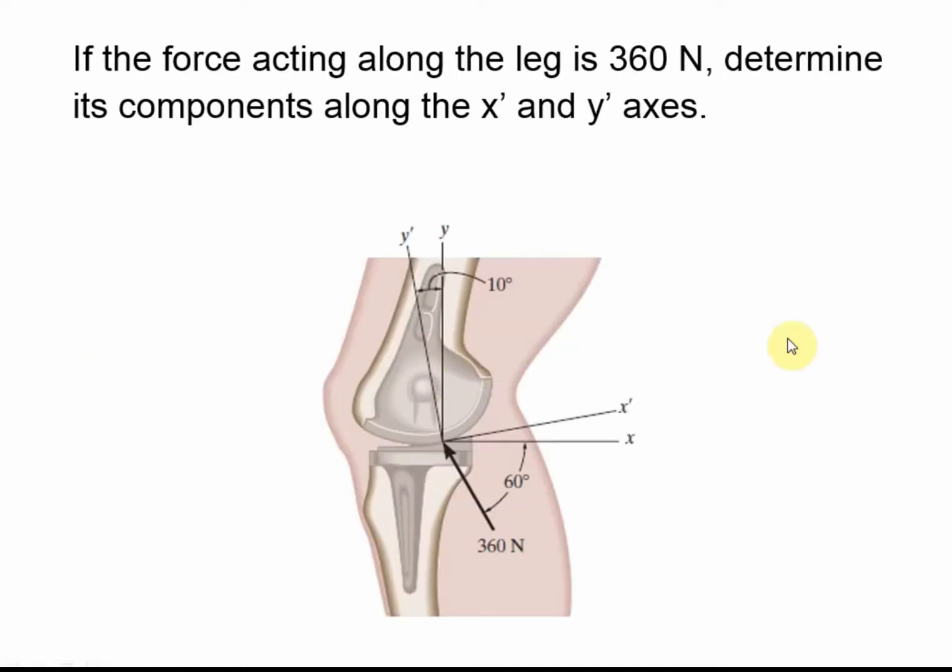For example, the force is acting along this line, and if you want to determine the force components along the x prime and y prime, then you may want to resolve this vector into the components of x prime and y prime. So in this case, the dot product is very useful. Let's look at the dot product.